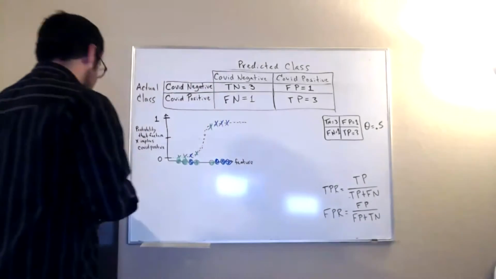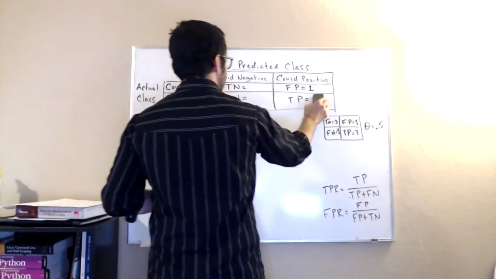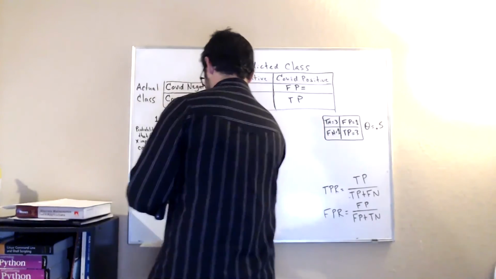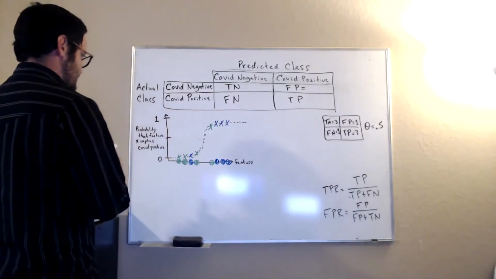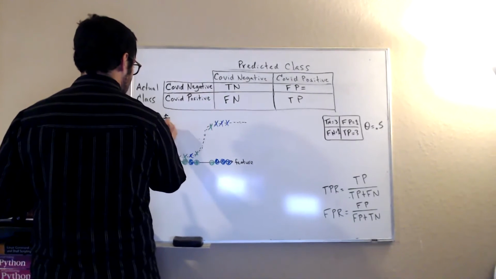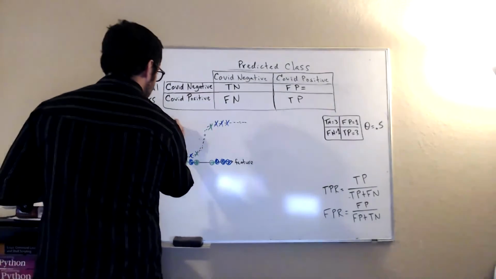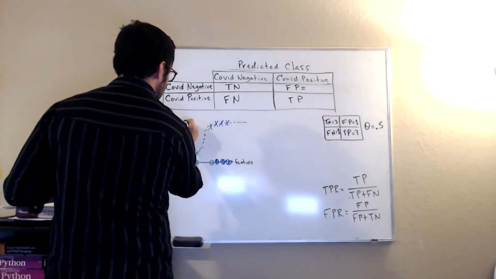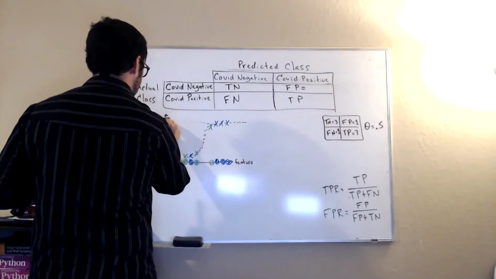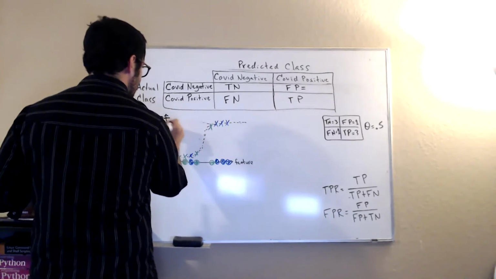So now let's do this again for a different threshold and see what happens. Suppose our threshold is something like 0.9, or actually maybe like 0.8. Let's say maybe.